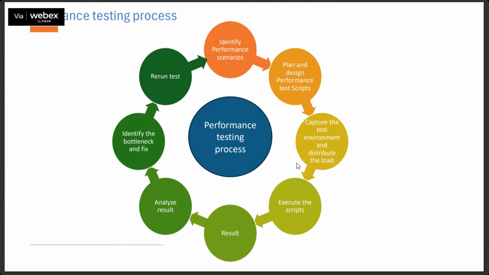So we execute the script, we get the results, analyze the results, and then we identify the bottlenecks. Then if there are any fixes required in the application, we fix those and rerun this test again. So this process continues until we have reached the required performance.